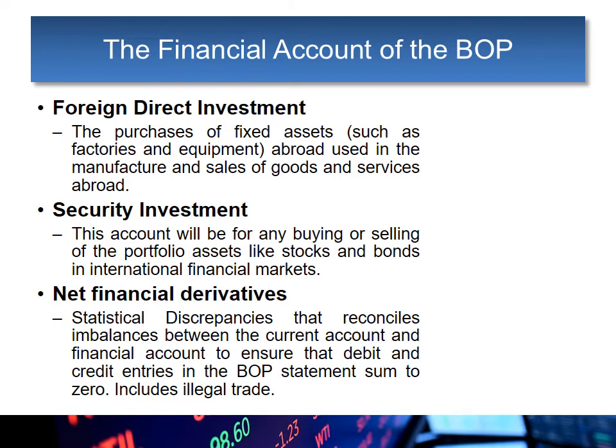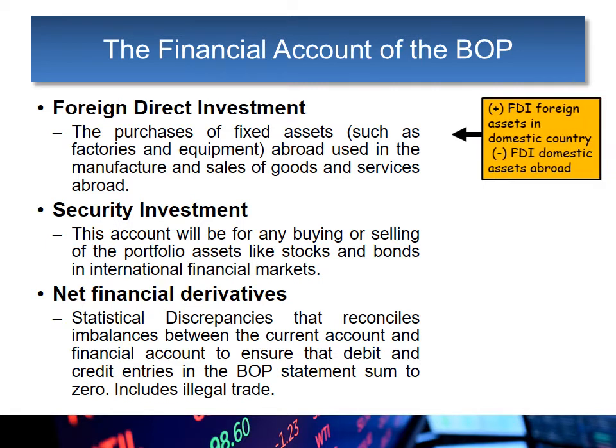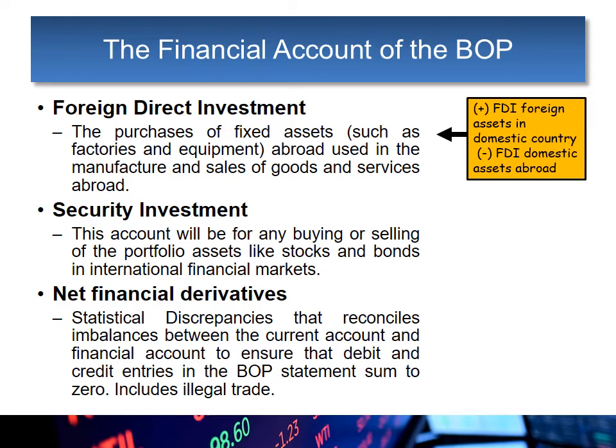Let us discuss the components of the financial account. The financial account tells how a country's current account is financed. Foreign direct investment represents purchases of foreign fixed assets, such as factories and equipment, built and purchased abroad. Also, fixed assets in a country purchased by foreigners.